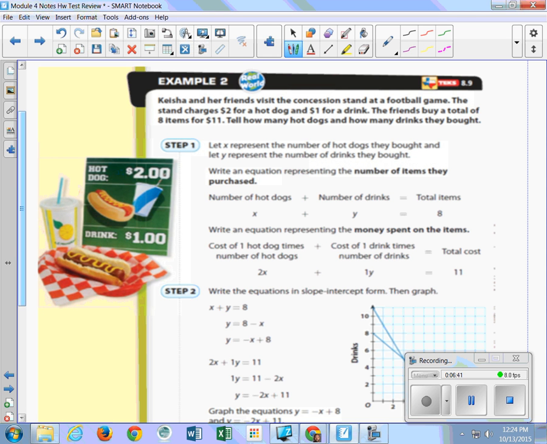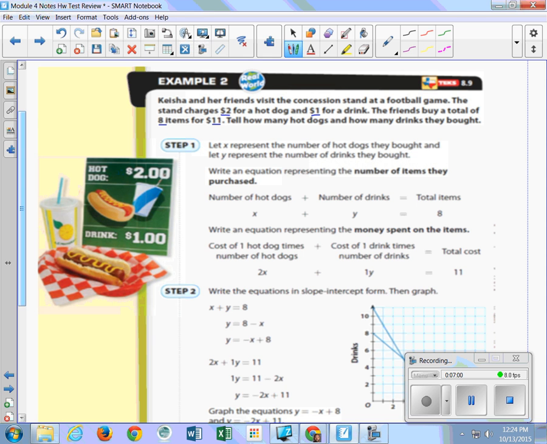Okay, so it says Keisha and her friends visit the concession stand at a football game. The stand charges $2 for a hot dog, $1 for a drink. The friends buy a total of 8 items for $11. 8 items, $11. This is all important information.